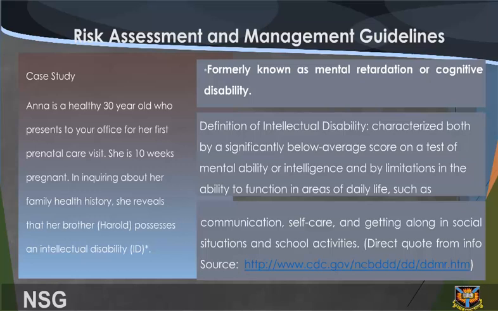Definition of intellectual disability: characterized both by a significantly below average score on a test of mental ability or intelligence, and by limitations in the ability to function in areas of daily life, such as communication, self-care, and getting along in social situations and school activities.